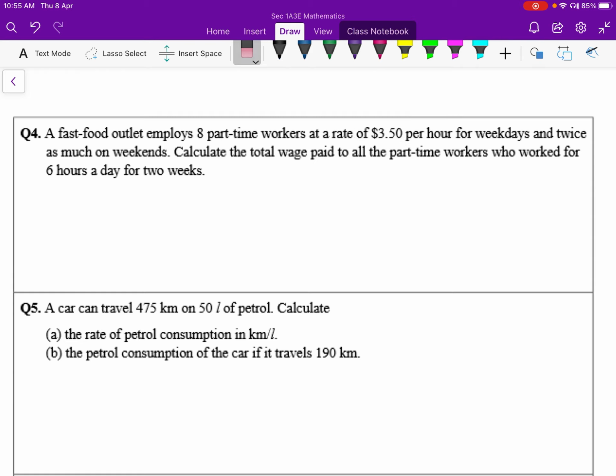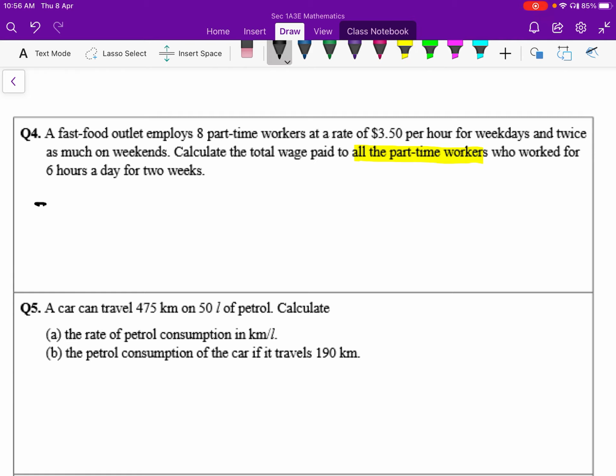So calculate the total wage paid to all the part-time workers who work for 6 hours a day for 2 weeks. 6 hours a day for 2 weeks. So 1 week will have 5 weekdays and 2 weekends. So there are a few ways that you can do this. You can find the wage for one person for 1 week. Then you multiply by 2, then you multiply by 8 people. Or you can put everything in one single statement. Now that is possible also.